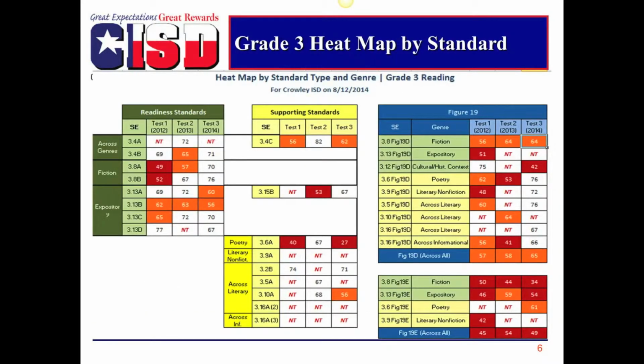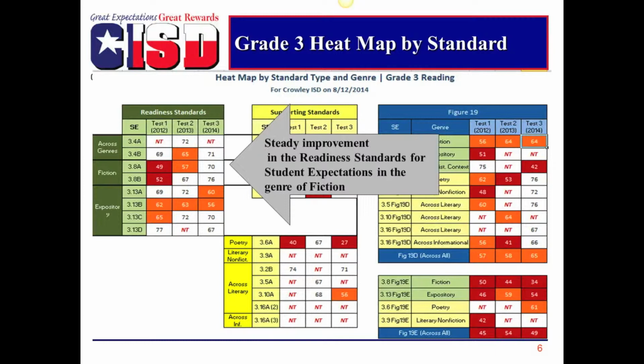Let's look at the Grade 3 heat map by standard. I will model for you how to analyze data, because when you analyze data, you want to search for meaning. Unit 1 is fiction, so we'll focus on the fiction text. We see that there's been steady improvement in the readiness standards for student expectations for fiction. Both 3.8A and B have made steady gains.